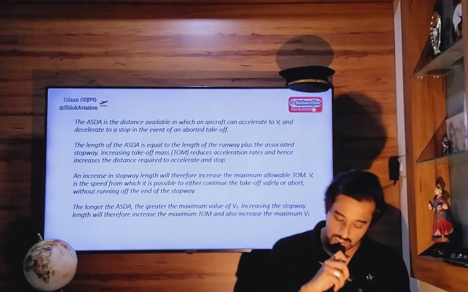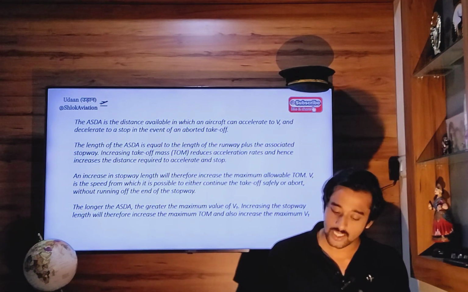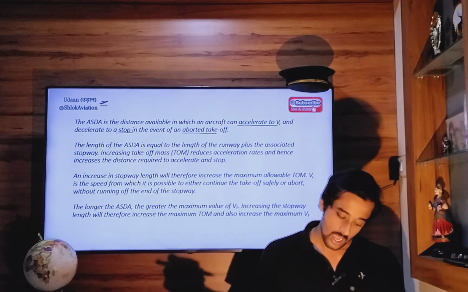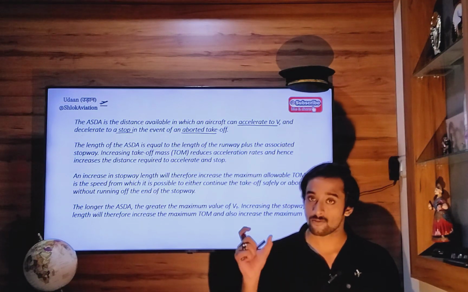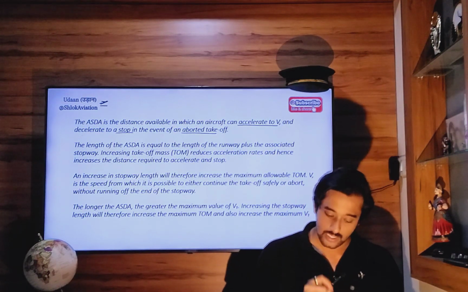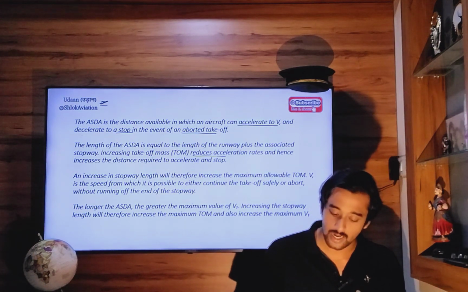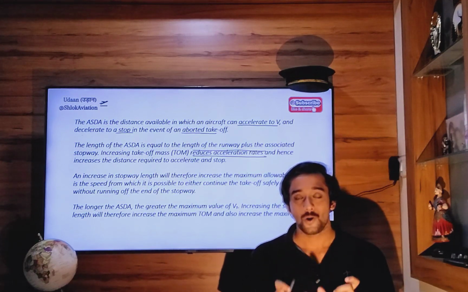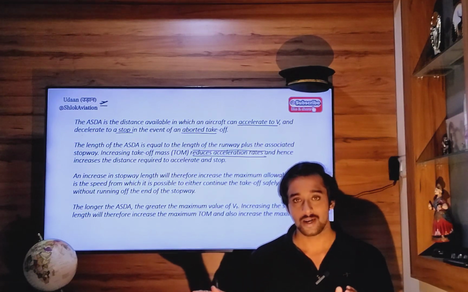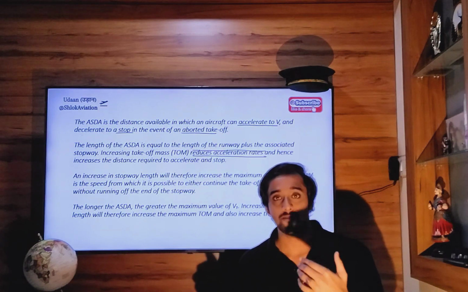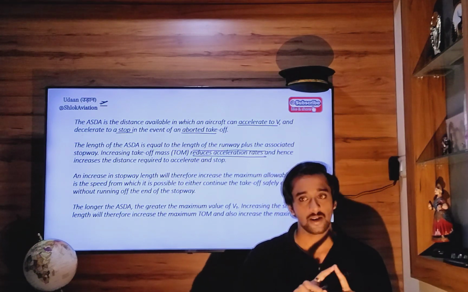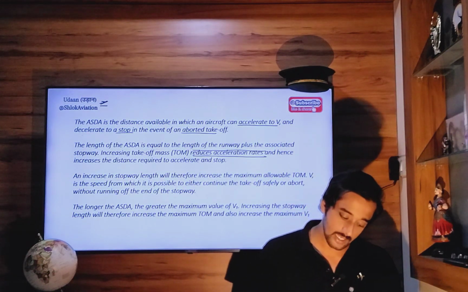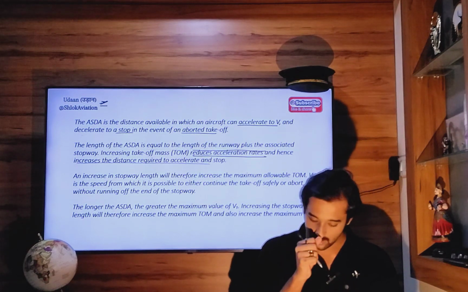So the accelerate-stop distance is the distance available in which the aircraft can accelerate to V1 speed and decelerate to a stop in the event of an aborted takeoff. The length of the accelerate-stop distance is equal to the length of the runway plus stopway. Increasing takeoff mass reduces acceleration rates. What does this mean? Acceleration rate means how fast you can increase the speed of a particular object. It's difficult to accelerate a heavy object. A lighter object can be accelerated much more quickly, but a heavy object requires some time to accelerate. Hence it increases the distance required to accelerate and stop.